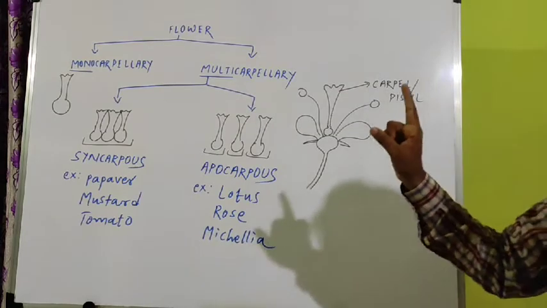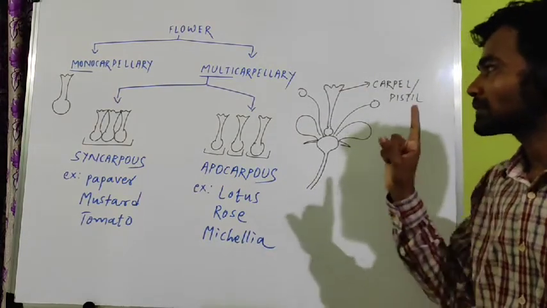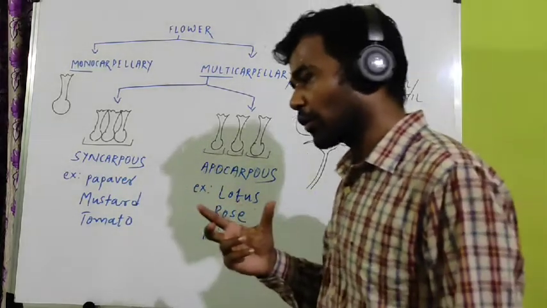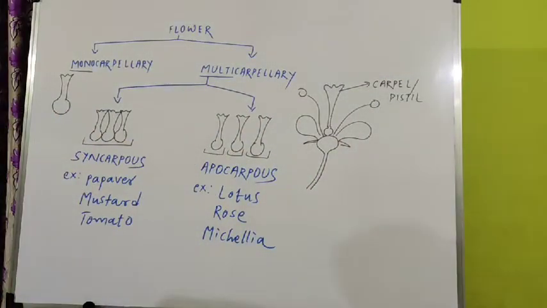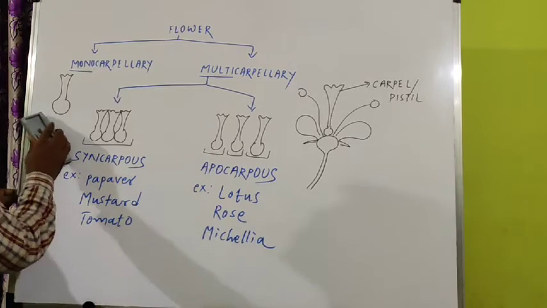So now syncarpous and apocarpous are complete. Monocarpellary, what is the difference between monocarpellary and multicarpellary? That part we have completed. So, types of flower depending on the number of carpels. This part is clear. Now we'll move to the next part.